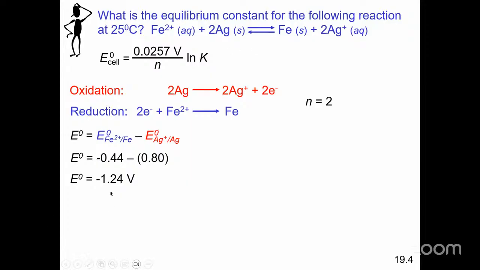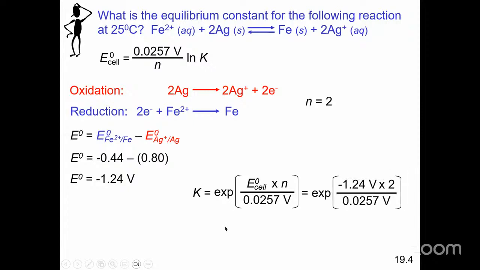So basically what you're going to do now is put this value where the standard EMF of the cell is, and then you solve for ln K, right? So K, when you rearrange it, will be equal to e to the N times E of the cell divided by 0.0257. So that's what you get here. And then you put the numbers in, and then you do your number crunching. And according to this, the answer should be 1.23 times 10 to the minus 42.